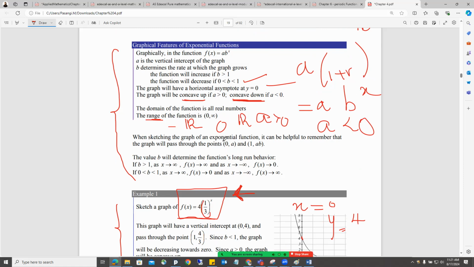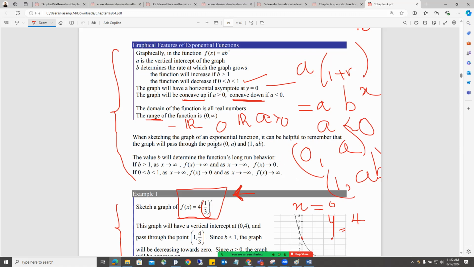When sketching the graph of an exponential function, remember that the graph will pass through the points (0, a) and (1, ab). Those are the 2 points. Is it clear for you? Yes. Okay.